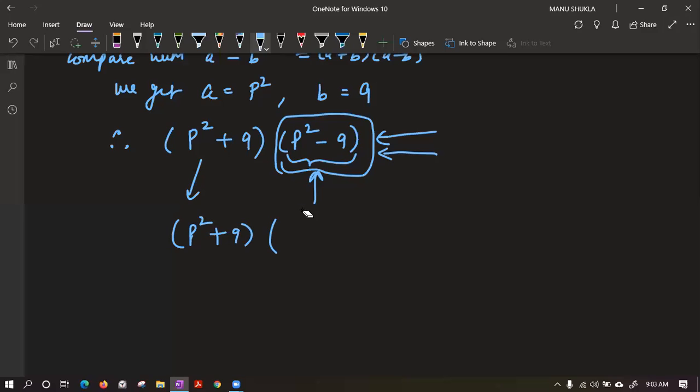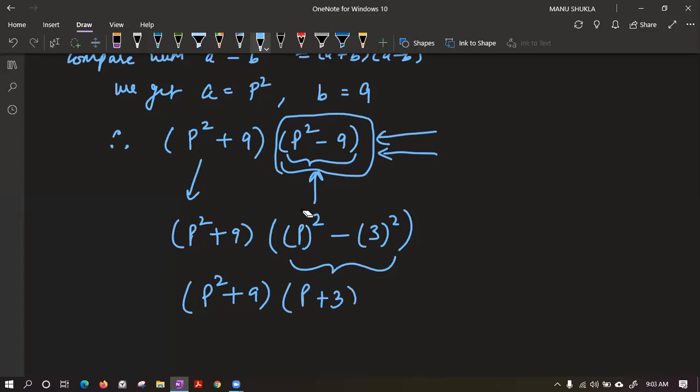But in this second one, you can write p square as p square and 9 as 3 square. So you said, okay, we can write like this. After this, you can again apply the formula and you can say the answer is p square plus 9, p plus 3 and p minus 3. Now Shiv, please tell, are you able to understand this one? So this one is also correct. This is also factorized form. The only difference is it is simplified factorized form.